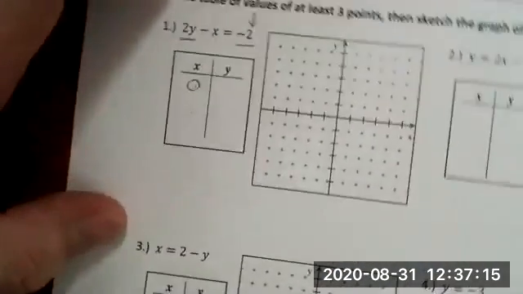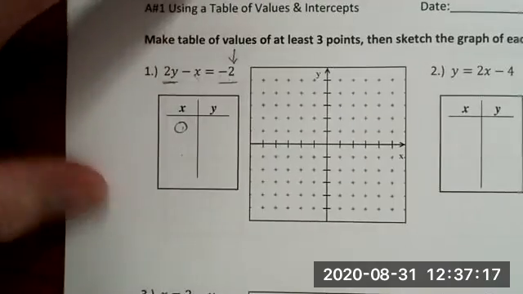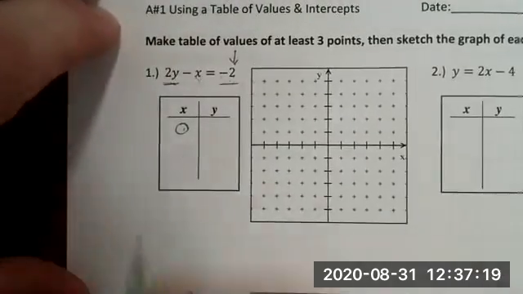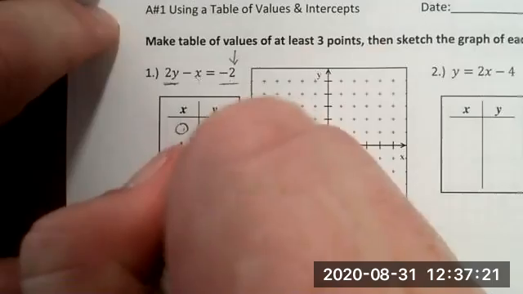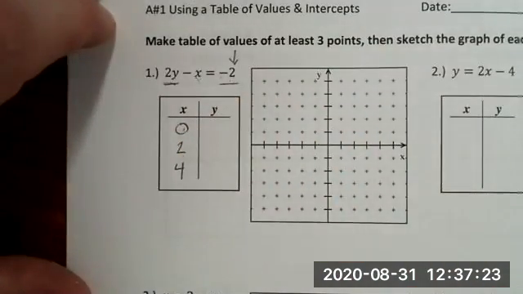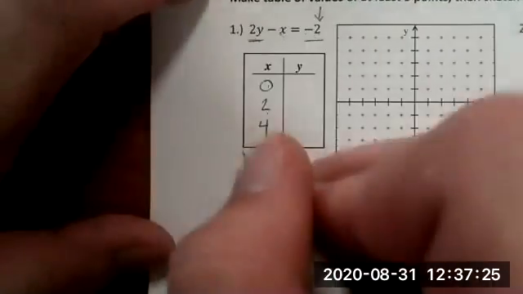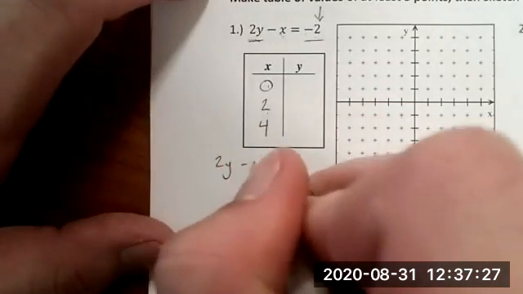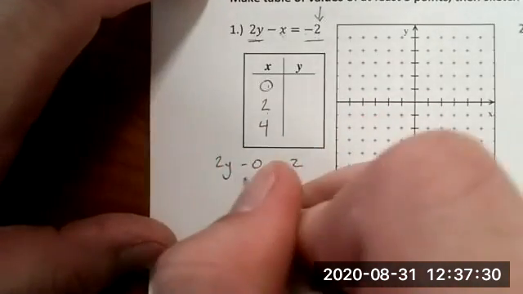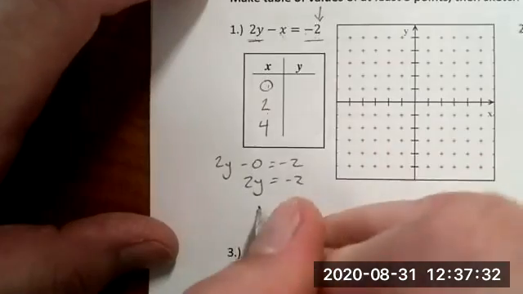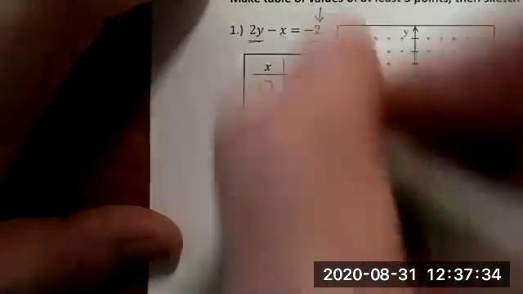Now, let me be clear. I'm not scared of fractions, okay? I'm not scared of some little wussy fraction. But it's hard to plot a fraction in a grid like this. So unless I have a calculator or a computer to plot the graph, I would prefer to keep my answer as integers. And so I'd like to use 0, 2, and 4 for x, okay? So 2y minus 0 equals negative 2. 2y equals negative 2, so y equals negative 1.